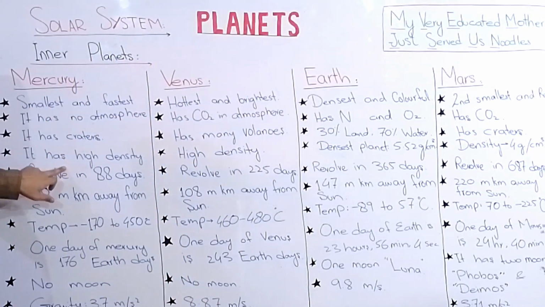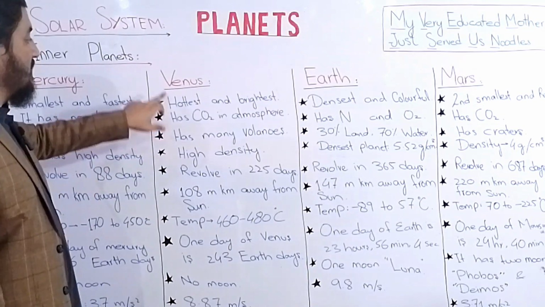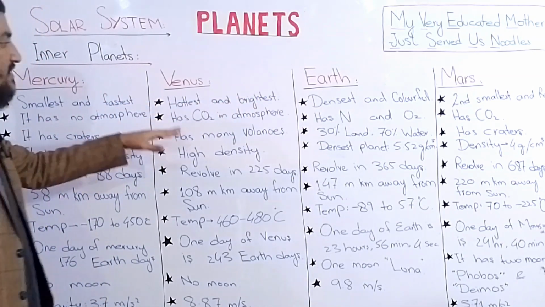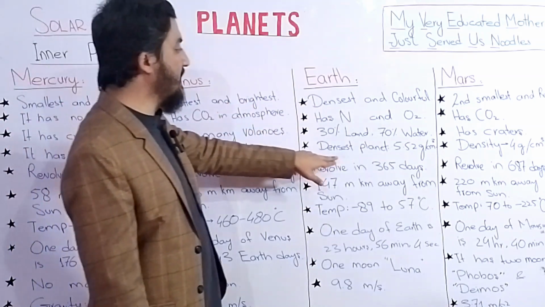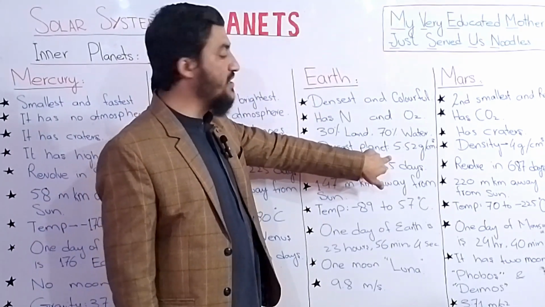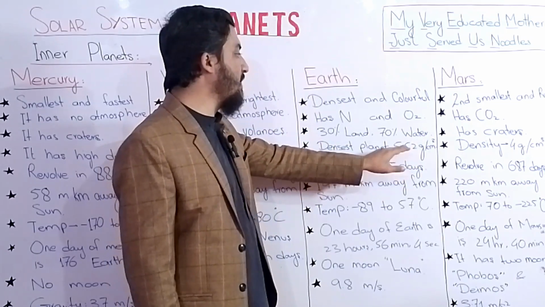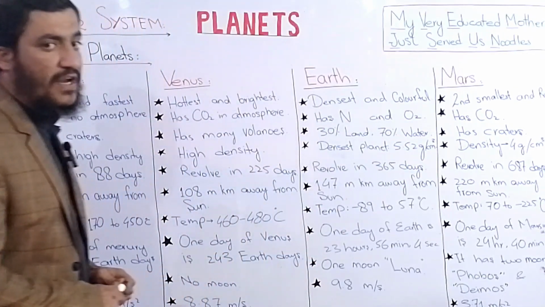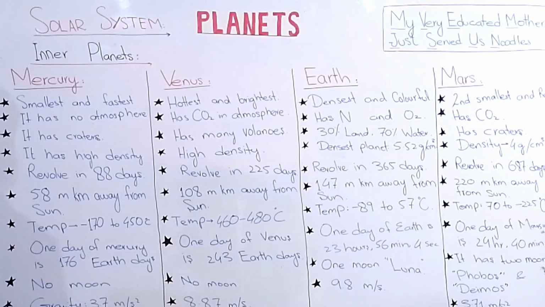Then comes density. Mercury has high density. In the same way, all these inner planets have high density minerals. The density of Earth is 5.52 gram per cubic centimeter, while Mars has a density of 4 gram per cubic centimeter.